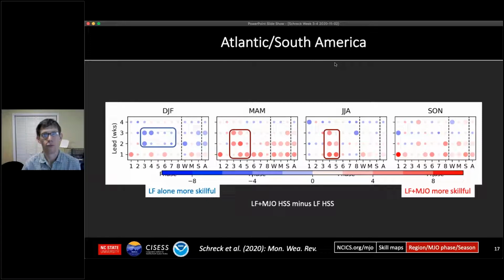And finally, for the Atlantic and South America, the MJO tends to help the most during the spring and summer, especially in phases 3, 4, and 5 again. And the MJO actually kind of hurts things in the winter over the Atlantic.